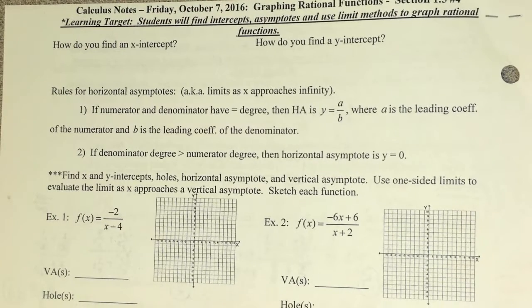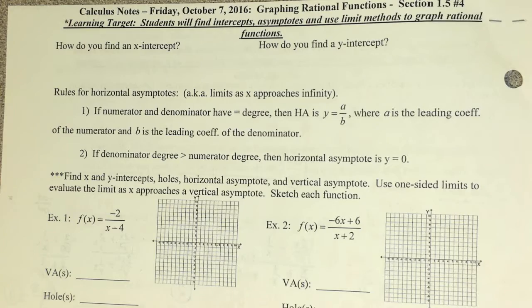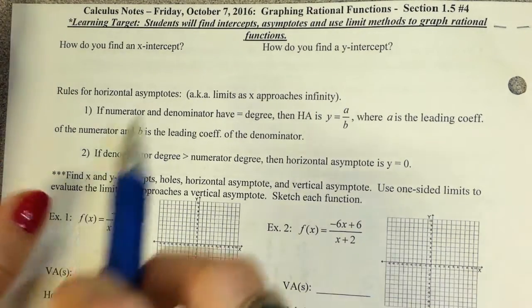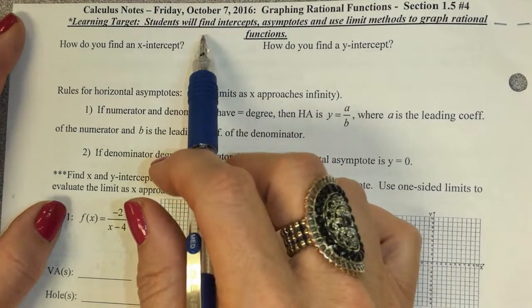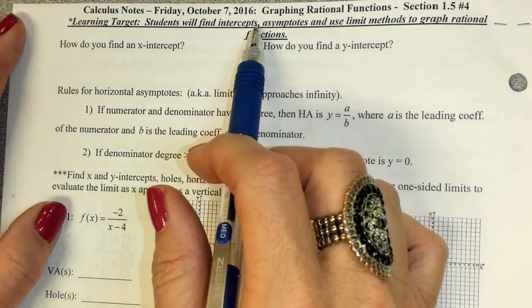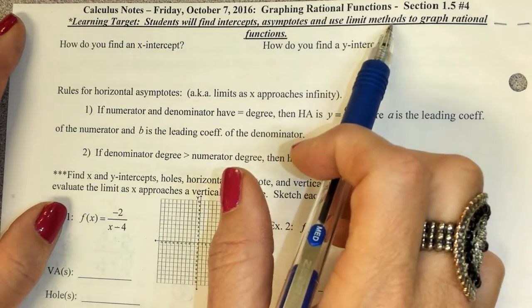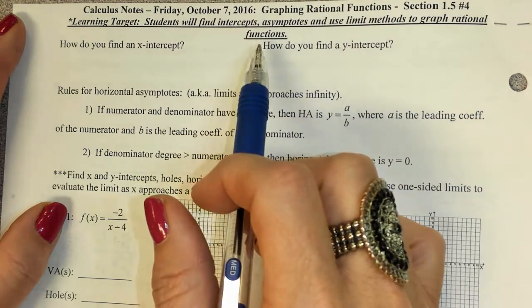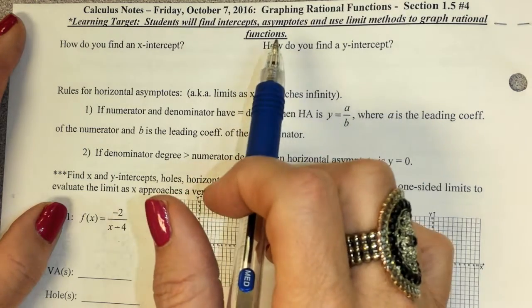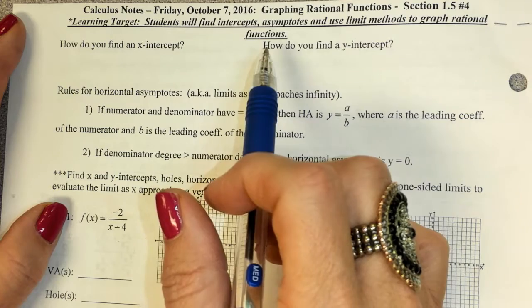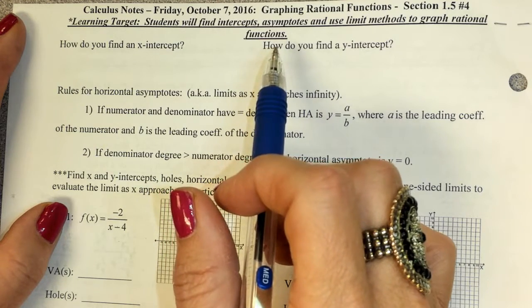Okay, guys. So we're looking at the notes for Friday, October 7th, section 1.4. So here's our whole goal with this, guys. We want to be able to find any intercepts we have, as well as any asymptotes, and we want to be able to use the limits to graph the function. So we really don't want to be using a graphing calculator. You can use a graphing calculator to check your answers.